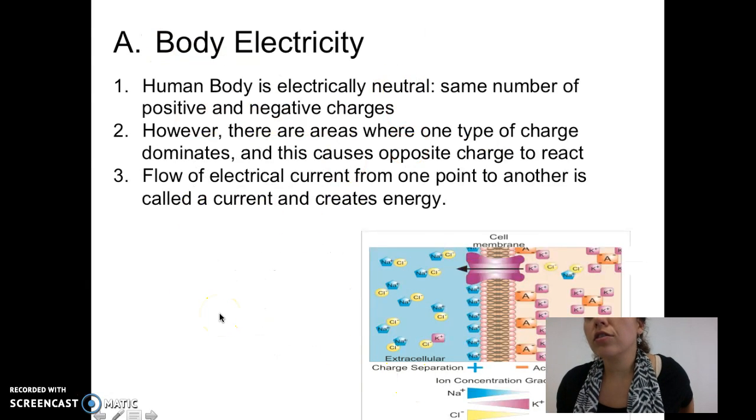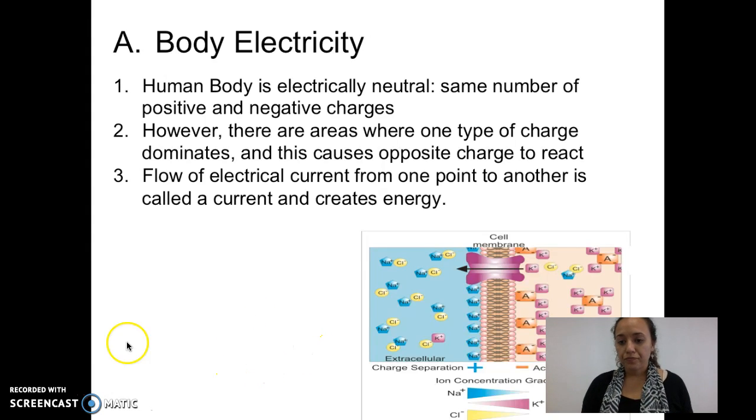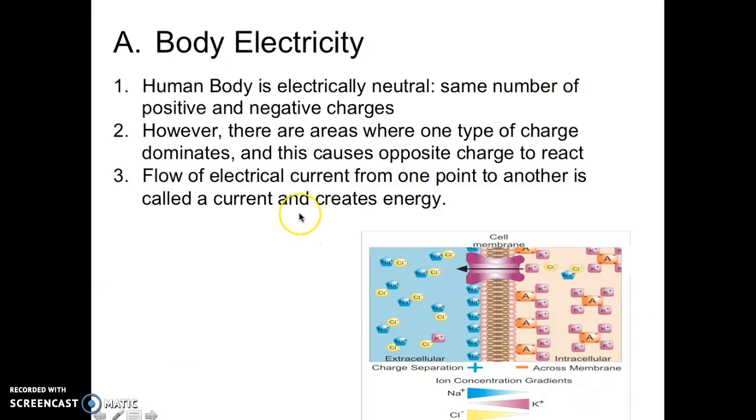Okay, so your body electricity, just to explain the backstory of it all. A human body is electrically neutral. That means usually in your body you have the same number of positive and negative charges. However, there are some areas of your neuron where a charge will dominate, and this will cause opposite charges to react. The flow of this electrical current will cause energy. In this picture you can see the sodium ions versus the negative. The potassium ions are here, sodium ions are here, this is your membrane, and this is how they move throughout the membrane.